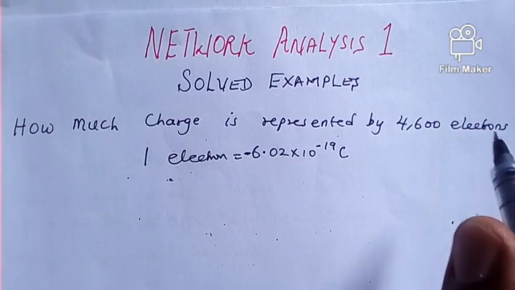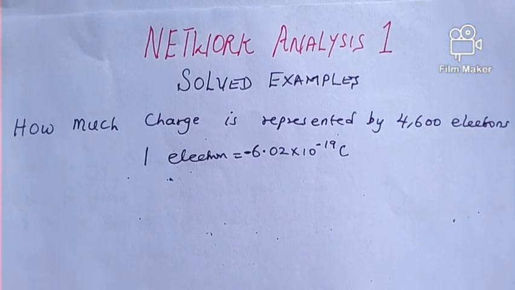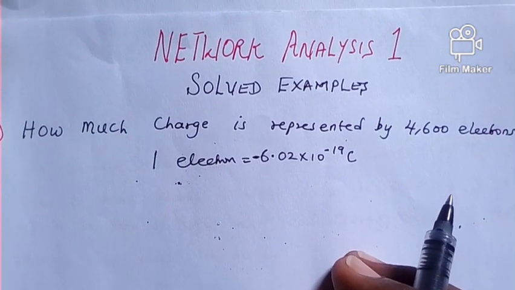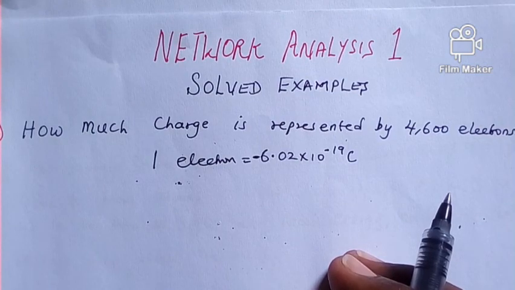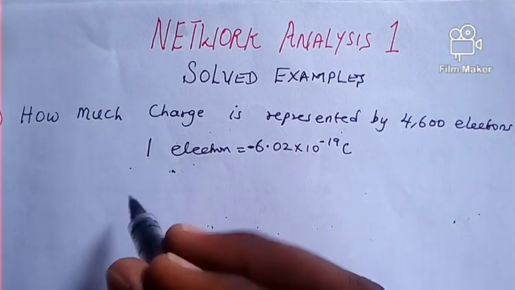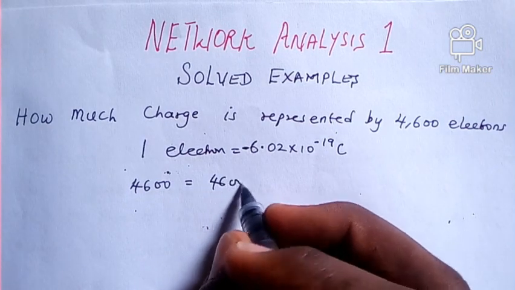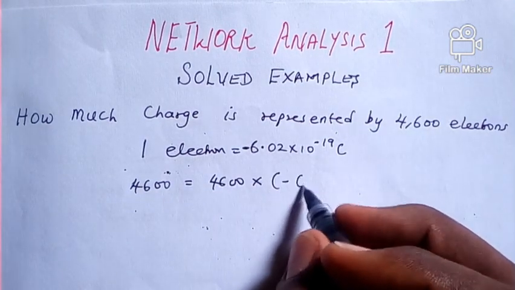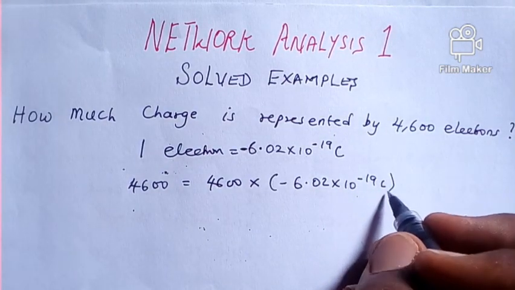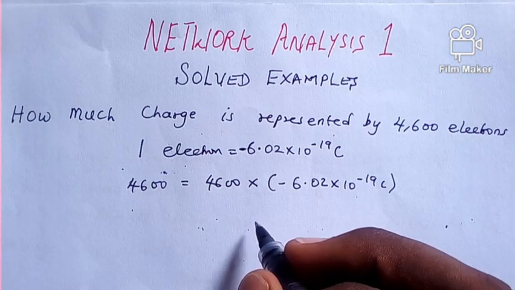So if one electron is equivalent to minus 6.02 times 10 raised to the power of minus 19 coulomb, how much charge can 4,600 electrons represent? You can easily punch that out. If one gives us this, then 4,600 electrons will be 4,600 multiplied by minus 6.02 times 10 raised to the power of minus 19 coulomb. And when we punch that out, we will simply get the answer.